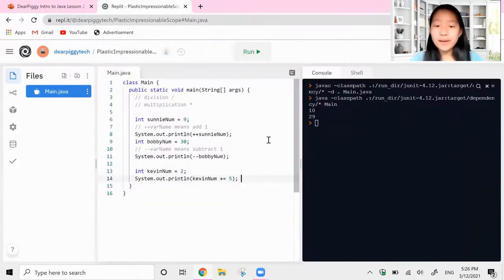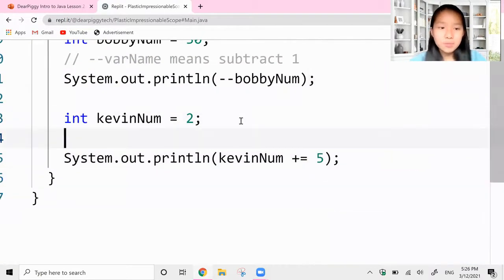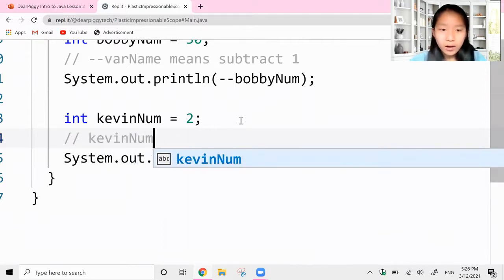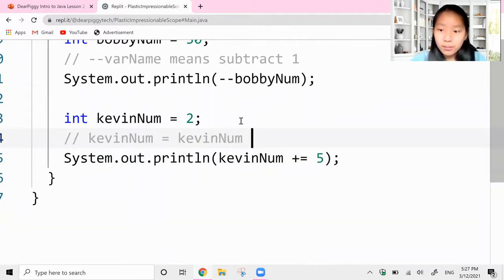Okay, big question of the day. What do you guys think is going to be the new value of KevinNum? Any guesses? Okay, let's run our code and see. It's going to give us, drum roll, 7, perfect. What this plus equals shorthand means is it's basically doing KevinNum is equal to KevinNum plus 5. So when you do plus equals, it's setting it equal to itself plus whatever number you put next. Hopefully that made some sense.